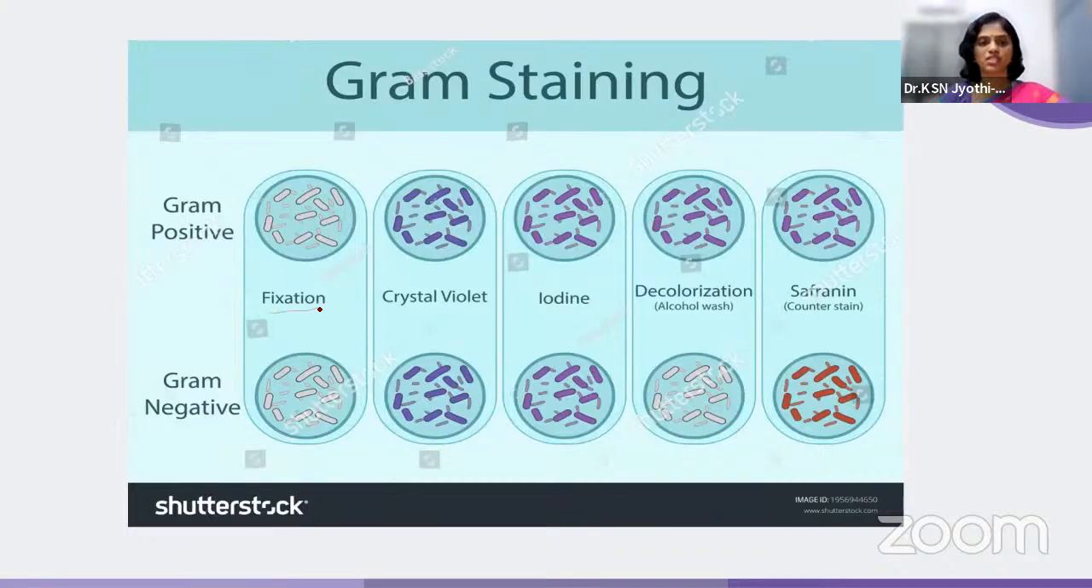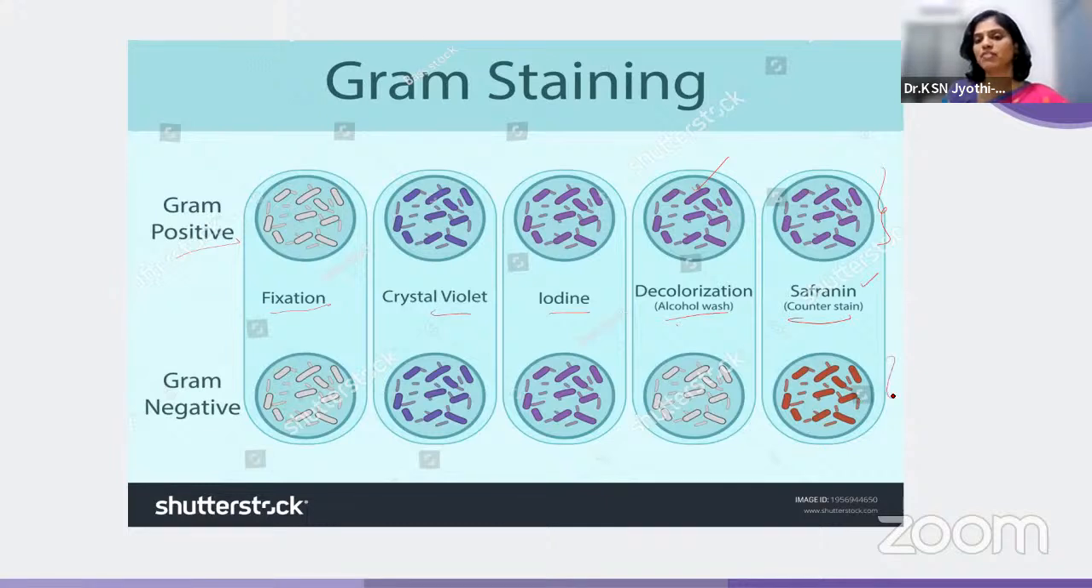First, you do the fixation step where you fix the bacteria onto the slide. Then you will add crystal violet, which is the primary stain, iodine, which is a mordant. Then you do an alcohol wash. The purpose of this wash is decolorization. It is in this step that you will see that the gram-positive bacteria will still retain the same color because the alcohol wash doesn't affect the peptidoglycan layer, whereas in gram-negative bacteria, it gets decolorized. Later, when we add a counter stain in gram-positive, because already this stain is retained, they don't take up this color.